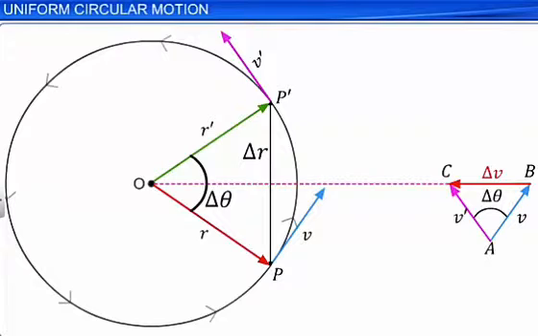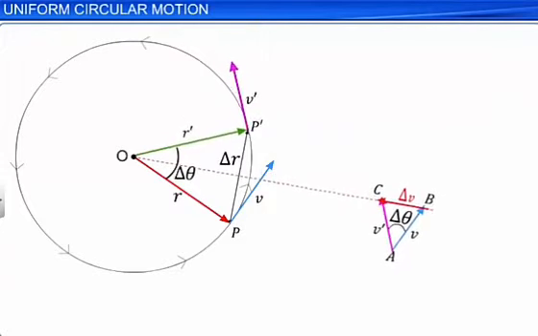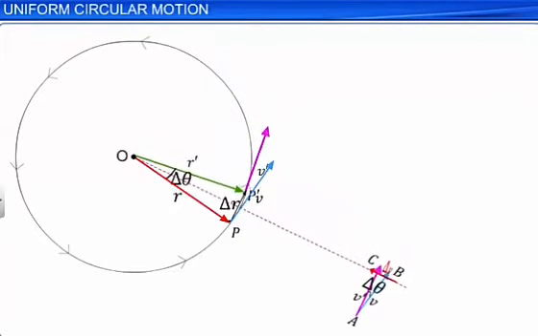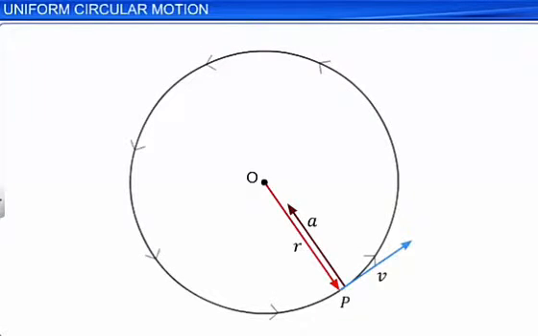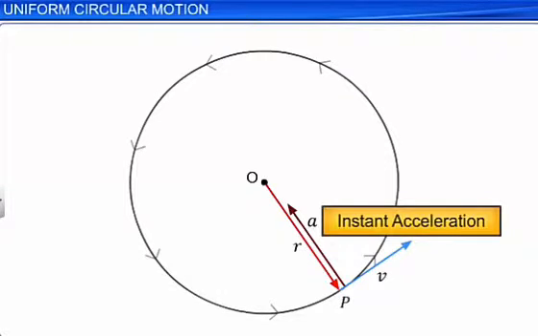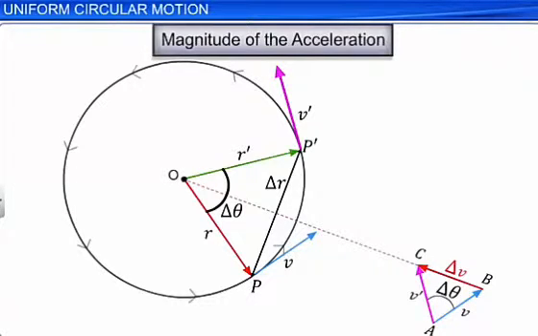We can verify all these by changing the position of the point P dash. As delta t tends to 0, the angle delta theta also tends to 0, and hence the average acceleration becomes instant acceleration. Therefore, we can conclude that the acceleration of a body in uniform circular motion is always directed towards the center of the circle. Now let us find the magnitude of the acceleration.